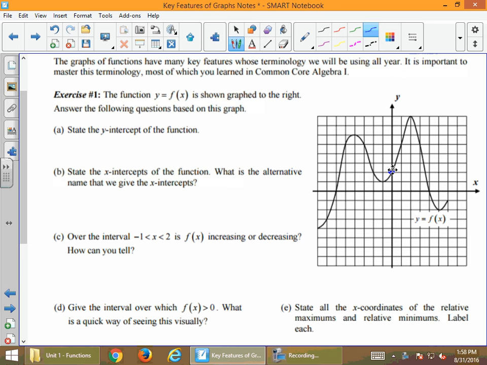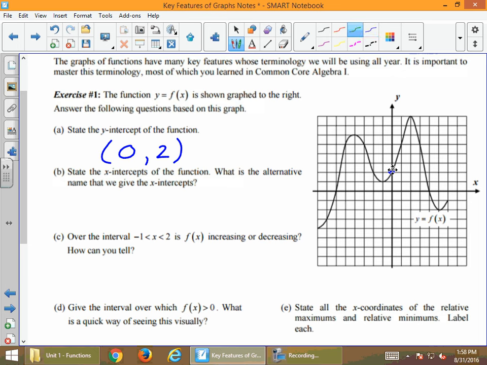So how do we say that point? We know the y value is 2. What's the x value? 0. And it's always going to be 0. At any y-intercept, the x value will always be 0. Okay?